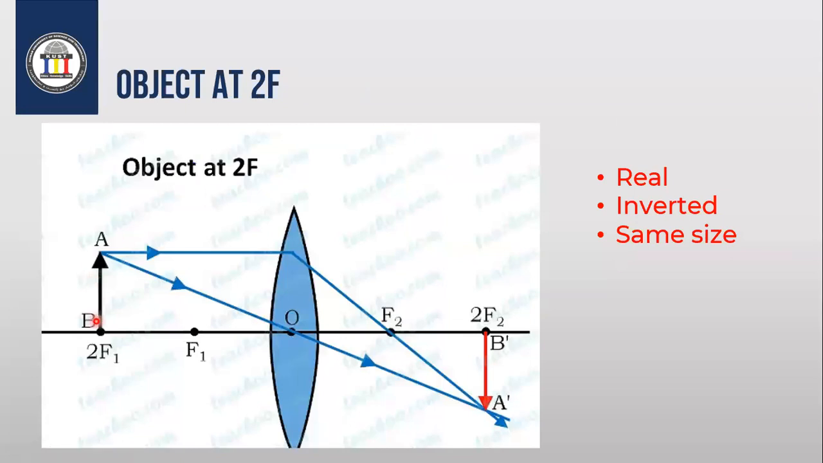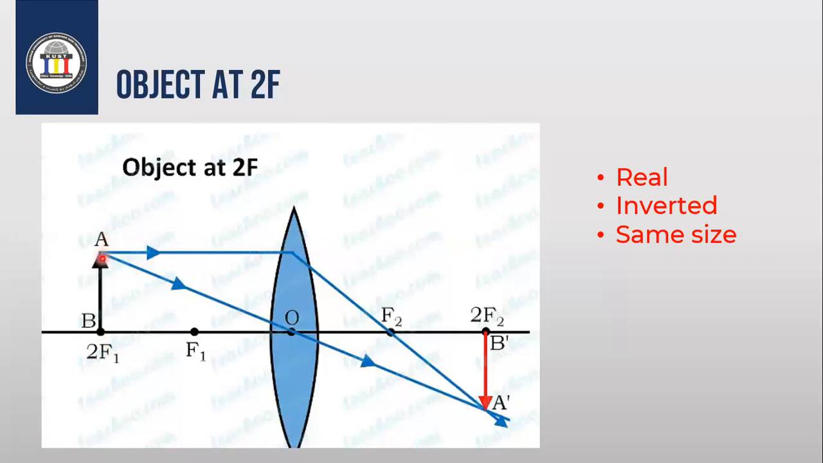Let's start with the first one, when we put the object at 2F. This is the object at 2F. What should we do? We will have 2 lines. The first line goes from the object to the middle of the lens, and then it will be deviated, or refracted. Once it is refracted, it will be passing through the focal point, as we said. The light will be passing through the focal point.